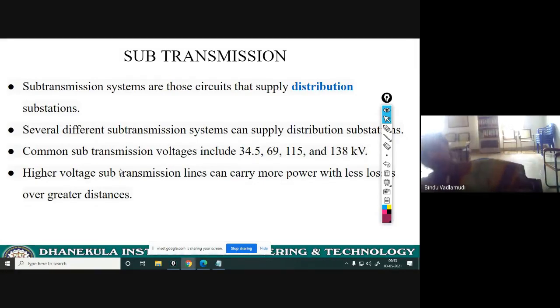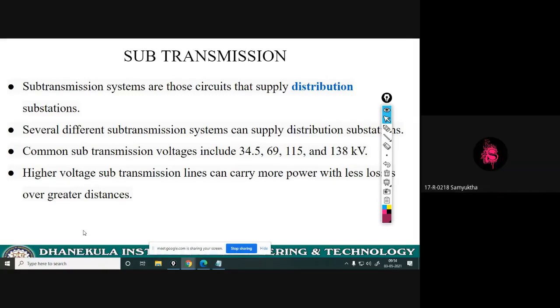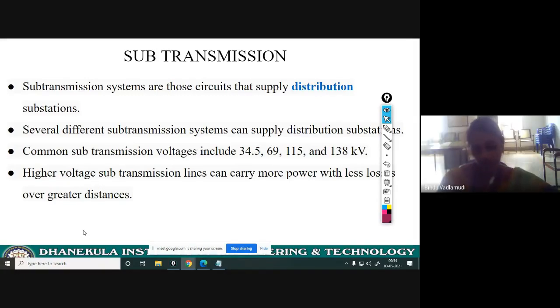What is the first type of subtransmission system? Radial type of subtransmission system. What are the advantages of the radial type of subtransmission system? Simple in construction. First off, how will the construction be? How is the radial system framed or constructed?